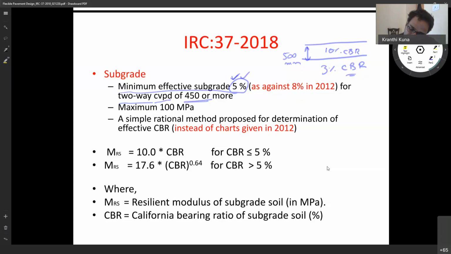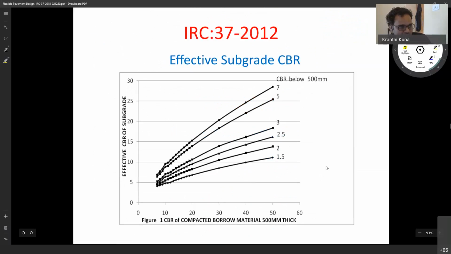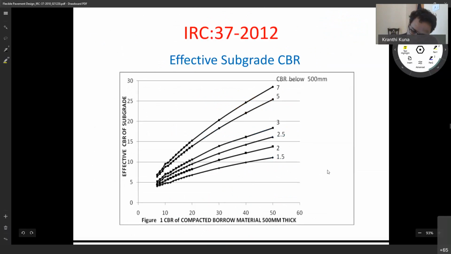Okay, so whatever CBR that is what we call an effective CBR. So the effective CBR of these two layers has to be more than 5%. How do we evaluate? There is a procedure given in IRC 2008. Say for example, this is the chart that is given in 2012, but I'm using this one to explain what exactly the effective CBR is. The concept is still retained in 2018 as well, but this chart is removed from 2017.